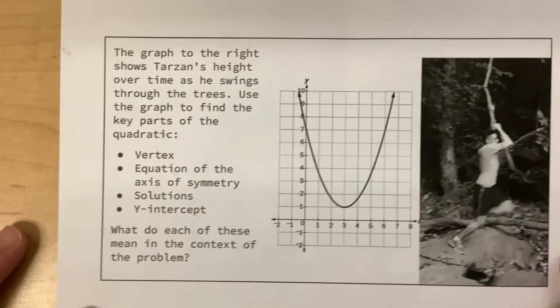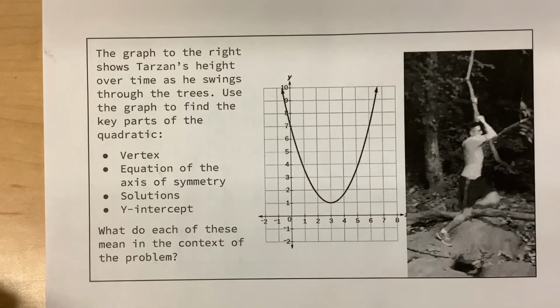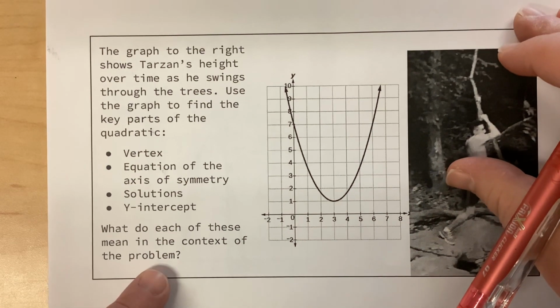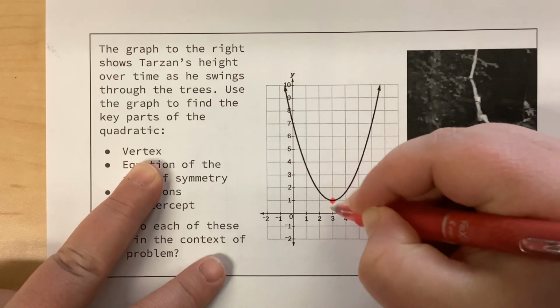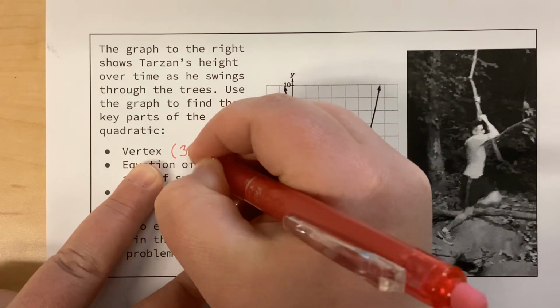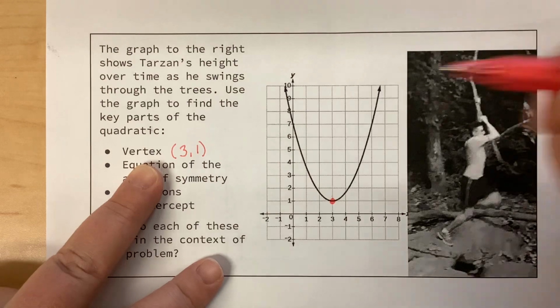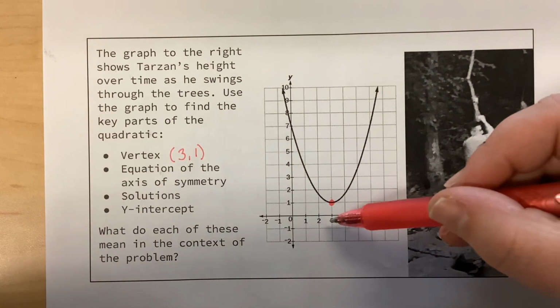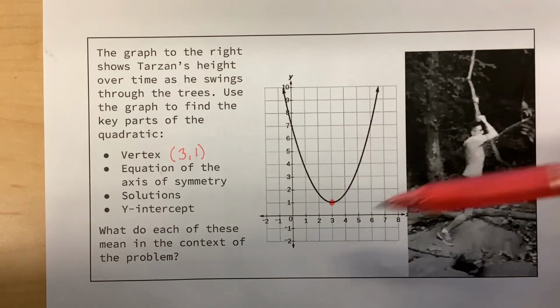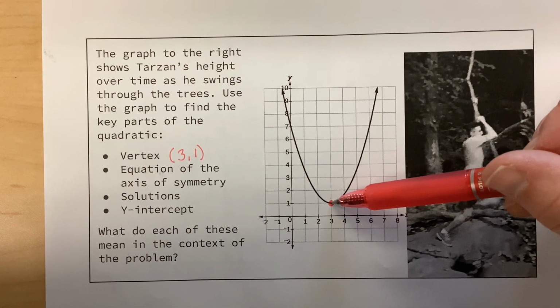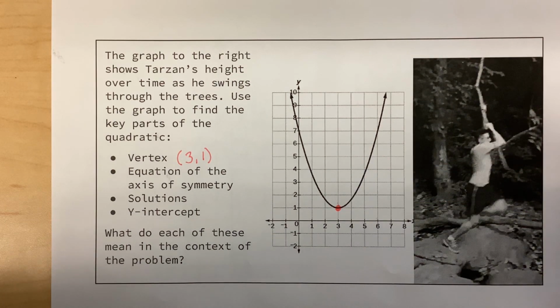The graph to the right shows Tarzan's height over time as he swings through the trees. Use the graph to the right to find the key parts of the quadratic, and once again, we're going to talk about what each of these mean. All right, so the vertex this time is a minimum. It's at (3, 1). And what that means is in 3 seconds, in this case, it's not a maximum height, it's a minimum height. So in 3 seconds, Tarzan reaches his minimum height of 1 foot. Okay, 1 foot off the ground.